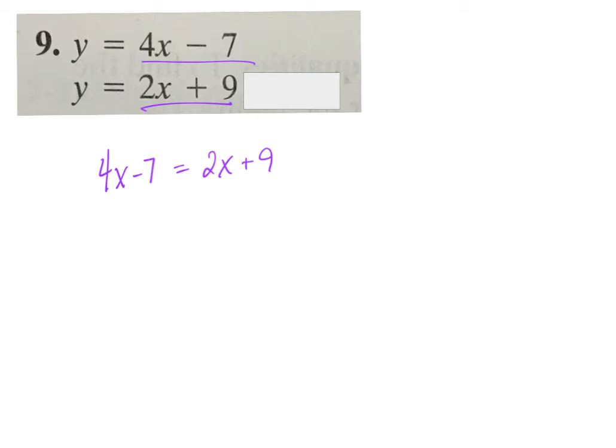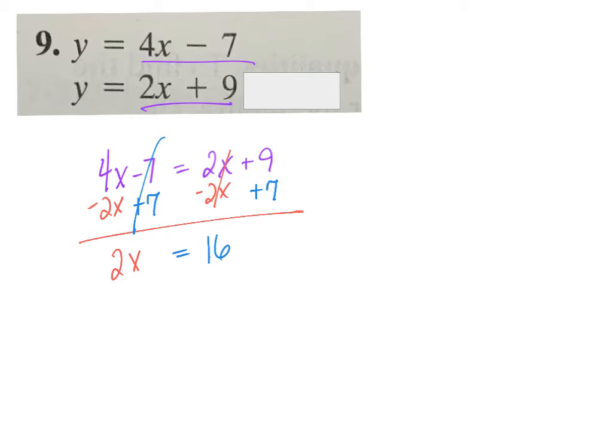And then you're just going to solve. Remember, when you're solving these, all variables go to one side, all numbers go to the other side. So for this one, we would subtract our 2x from both sides. We'll get 2x here, and that will cancel out there. We will add 7 to both sides. It will cancel here, and we will get 16 there. And then our final step is just to divide there. So x here is going to equal 8.